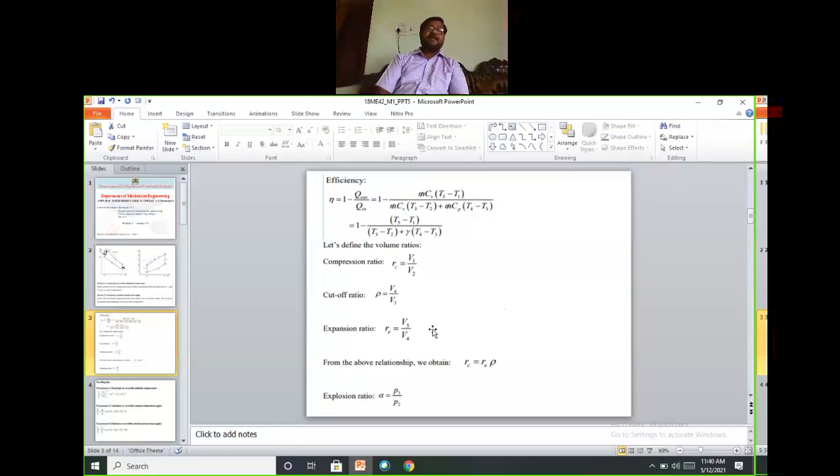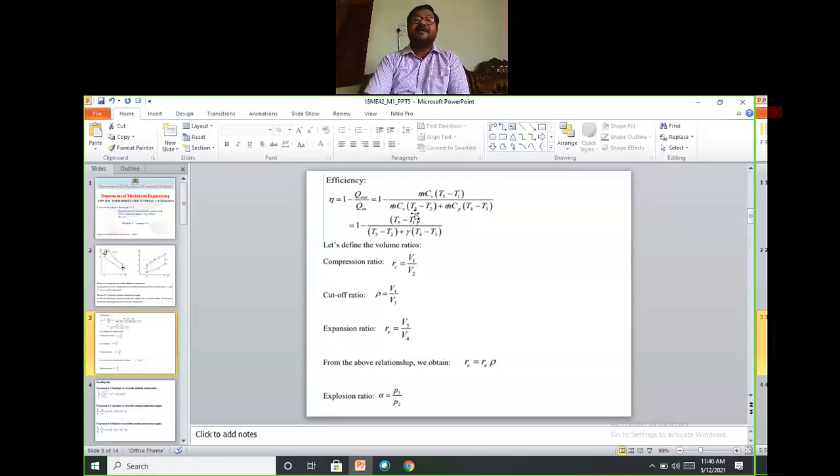After the heat supply, heat rejection, all those things you can see here. Directly I'll go to the thermal efficiency. Thermal efficiency, as you know, is 1 minus heat rejection by heat supply, or else work done by heat supply. Here heat rejection is mCv (T5 minus T1).